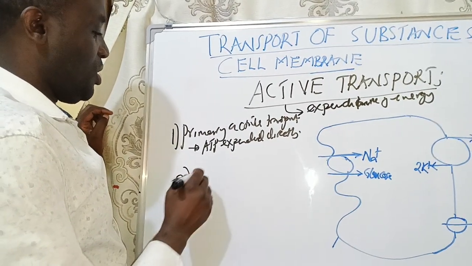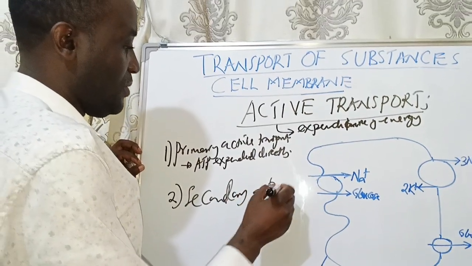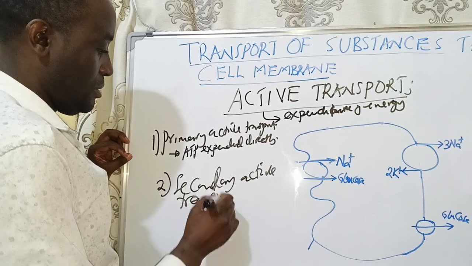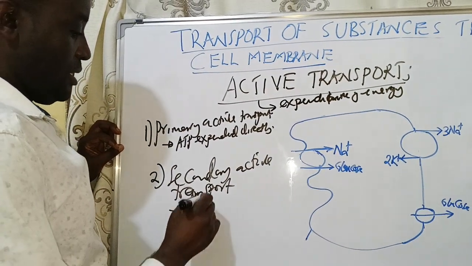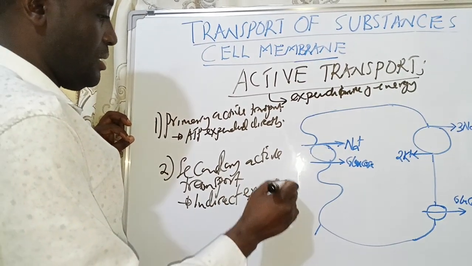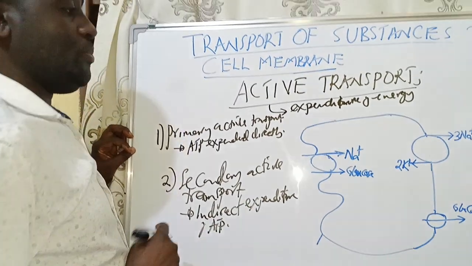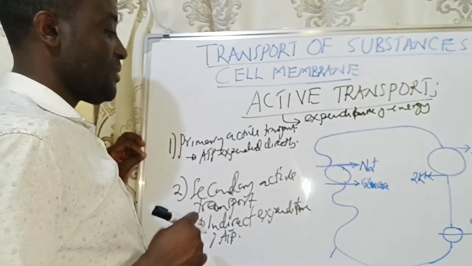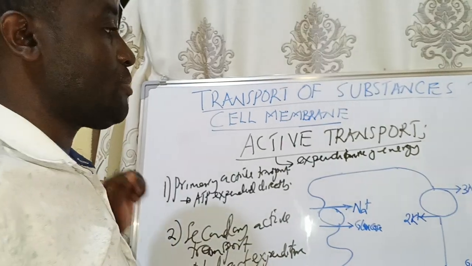Now, there is also what we call secondary active transport. Secondary active transport. Here, there is indirect expenditure of ATP. That one is very important to understand. So I've got primary active transport and secondary active transport.